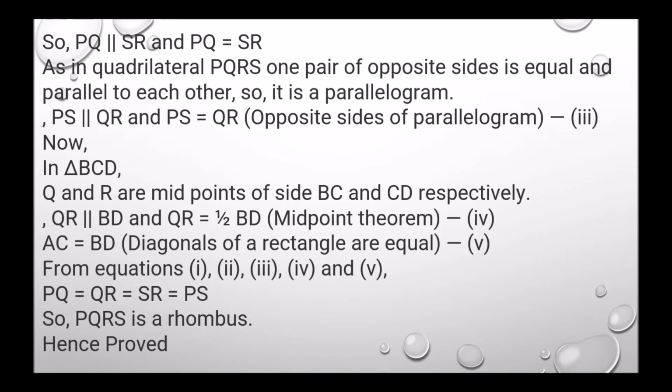So PS is parallel to QR and PS equals QR, opposite sides of a parallelogram. This is our third result. Now in triangle BCD, Q and R are midpoints of sides BC and CD respectively. So QR is parallel to BD and QR equals half BD by the midpoint theorem. AC equals BD because diagonals of a rectangle are equal. So from equations 1, 2, 3, 4 and 5, we can say that PQ equals QR equals SR equals PS. So PQRS is a rhombus.